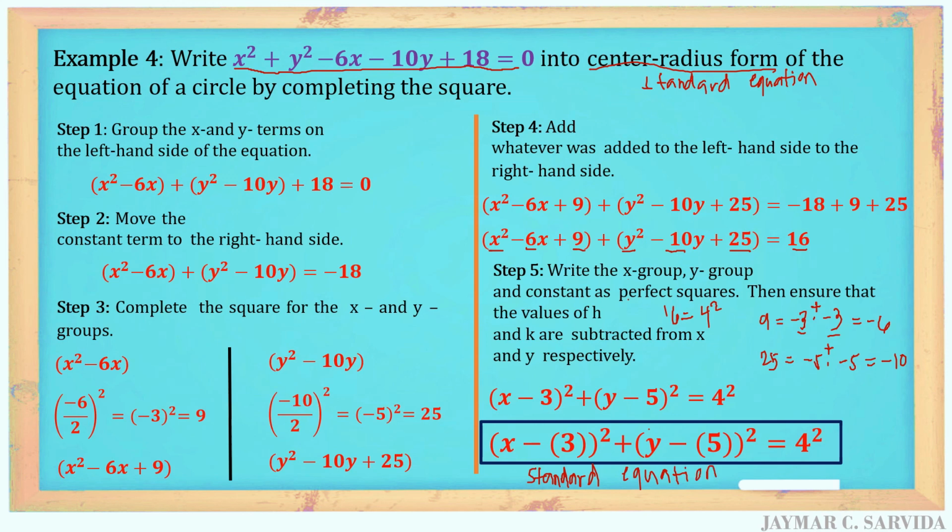Okay? So be careful lang kayo dito. Kaya tayo naglagay dito ng parenthesis kasi to indicate that the h and k are positive. Okay? Kaya lang naman ako naglagay ng parenthesis dito to indicate that itong ating h at ang ating k ay mga positive number.